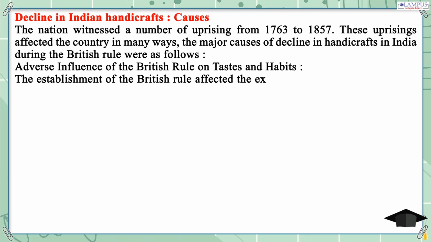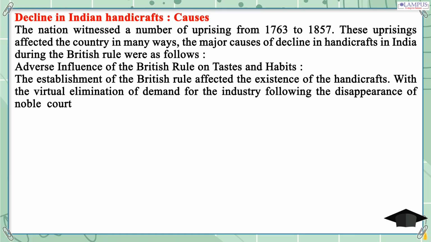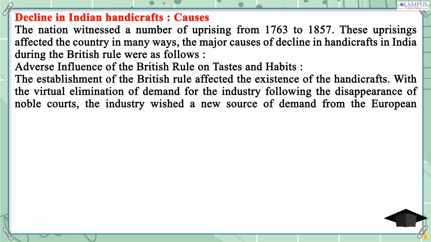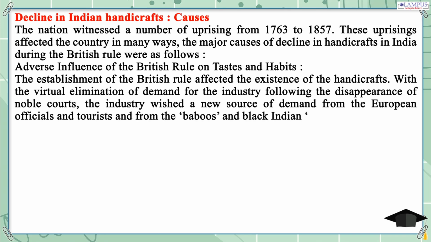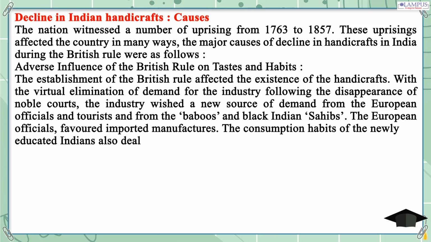The establishment of the British rule affected the existence of the handicrafts. With the virtual elimination of demand for the industry following the disappearance of noble courts, the industry needed a new source of demand from the European officials and tourists and from the Babus and Black Indian Sahibs. The European officials favored imported manufactures. The consumption habits of the newly educated Indians also dealt a crippling blow to these industries.